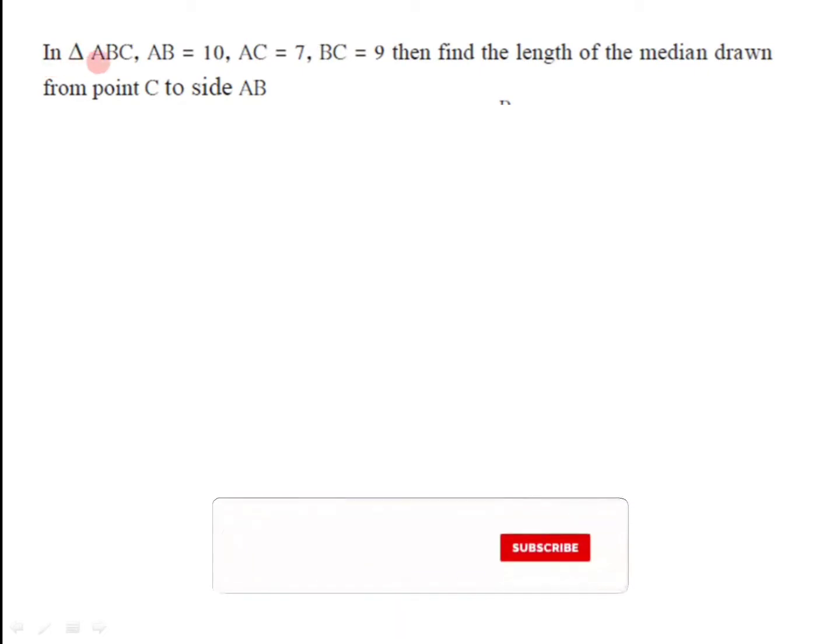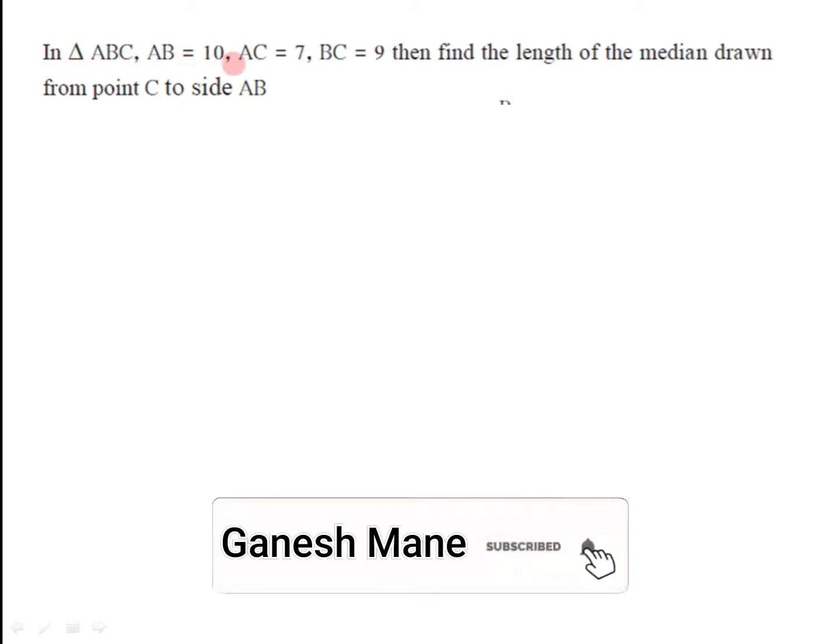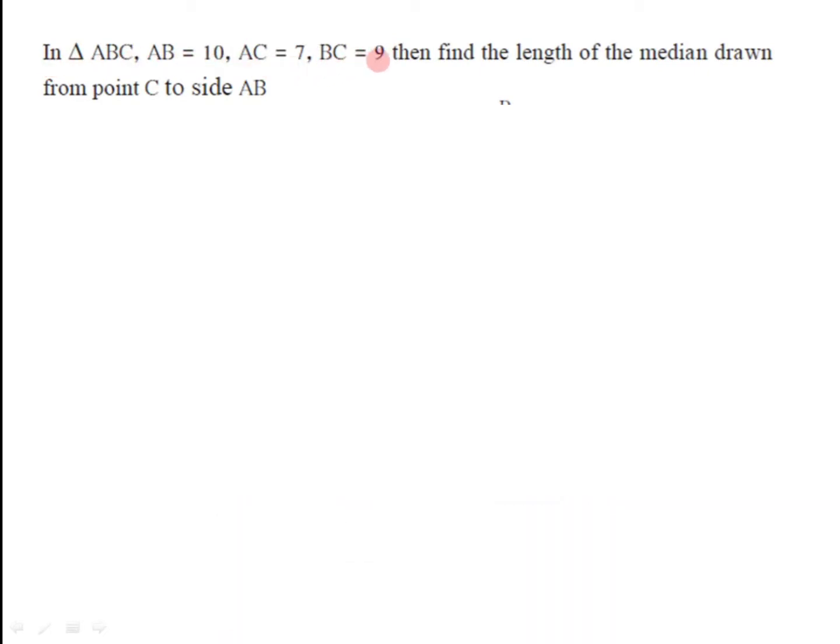Let us have the next question. In triangle ABC, AB is equal to 10, AC is equal to 7, BC is equal to 9. Then find the length of median drawn from point C to side AB. For this, first of all, we should have a diagram. Let us have triangle CAB. Now here we have to find the length of median drawn from point C to side AB.